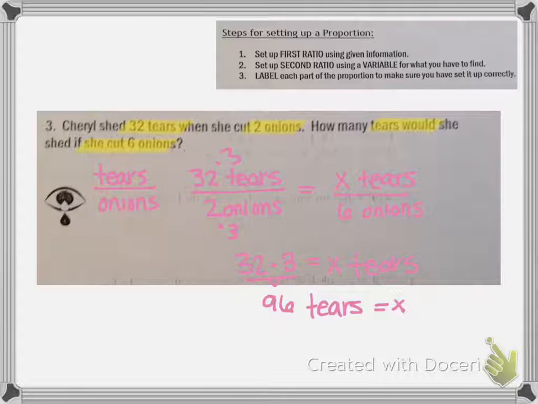Okay, so I have tears to onions as my word ratio. Remember, when the video writes, check all your work and make sure everything is present. So then I have 32 tears over 2 onions. That's what was given to me in my problem. Then X represents the unknown. I want to know how many tears, so X tears over if she cut 6 onions. So 6 onions, 2 times 3 equals 6, flowing this way. So when I do it to the bottom, I have to do it to the top. So 32 times 3 equals 96 tears.